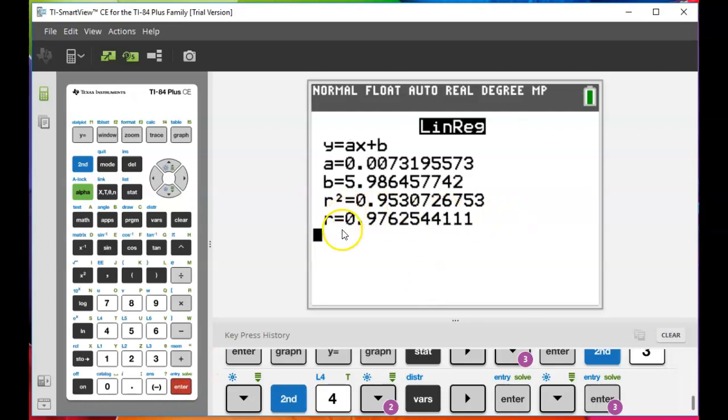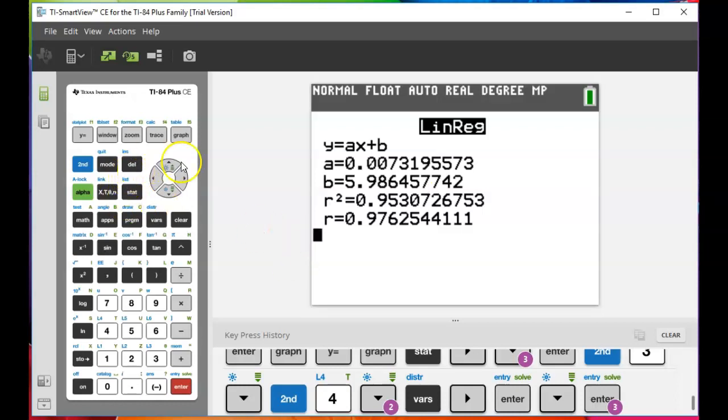And once again, we have a pretty strong linear correlation. This value is very close to 1. And then this is our equation here. So it's y equals 0.007x plus 5.986. That's how we would write it down. Notice that the A is going to be our slope. So we have a very non-steep slope, very low slope.